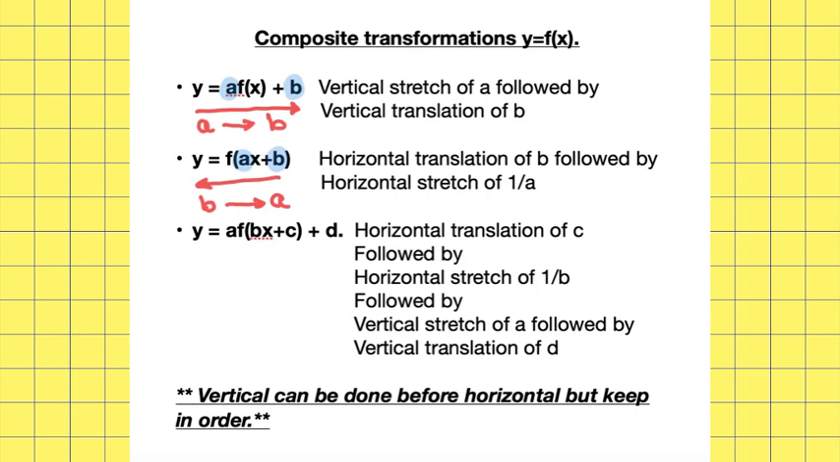So if you've got y equals a f of b of x plus c, plus d, you could do them in the order c, followed by b, followed by a, followed by d, or you could do them in the order A, followed by D, followed by B, followed by C, as long as you do them in the correct order. So you do the horizontals first, in the right order, then the verticals in the right order, or you do the verticals first in the right order, followed by the horizontals in the right order. You must do them in the correct order.